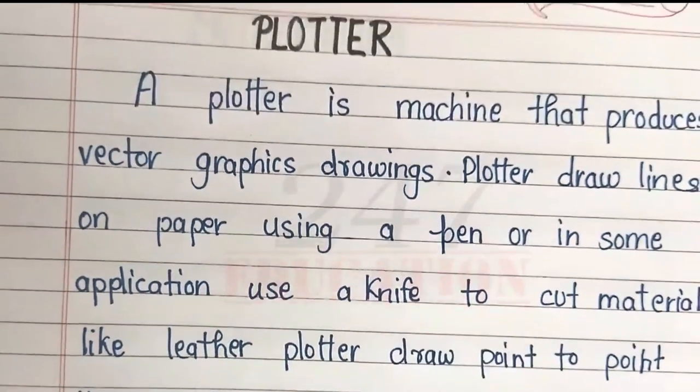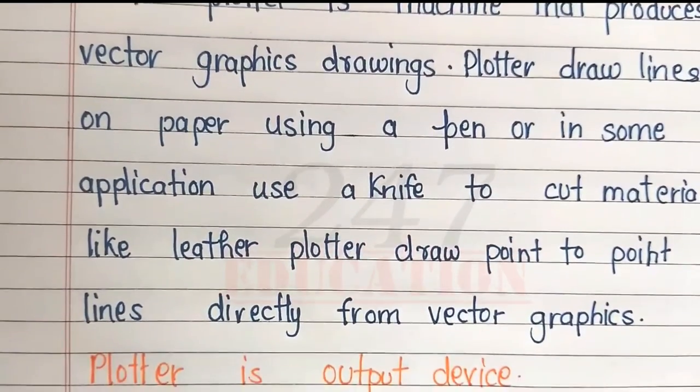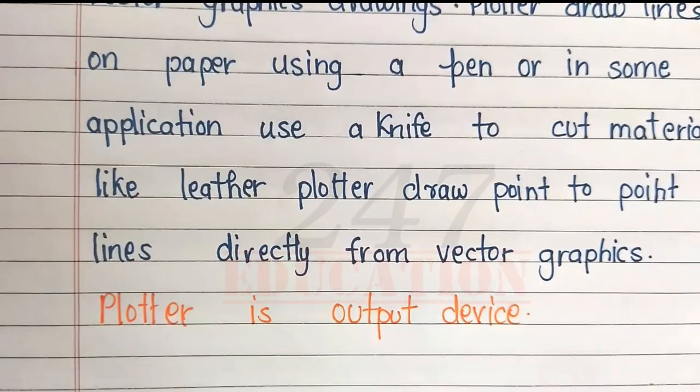A plotter is a machine that produces vector graphics drawings. Plotter draws lines on paper using a pen or in some applications uses a knife to cut material like leather. Plotter draws point-to-point lines directly from vector graphics.